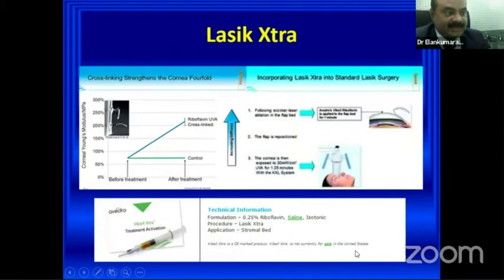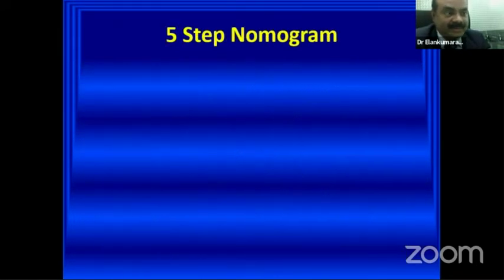LASIK Xtra is something which many of us have been avoiding. What it means is, in a suspicious or keratoconus patient, you can still do a refractive correction, but simultaneously do a corneal collagen cross-linking.